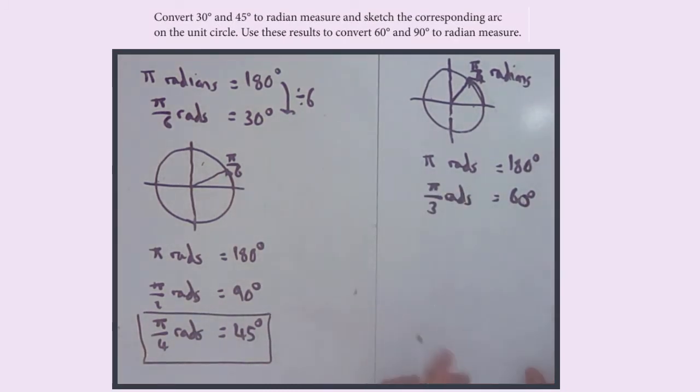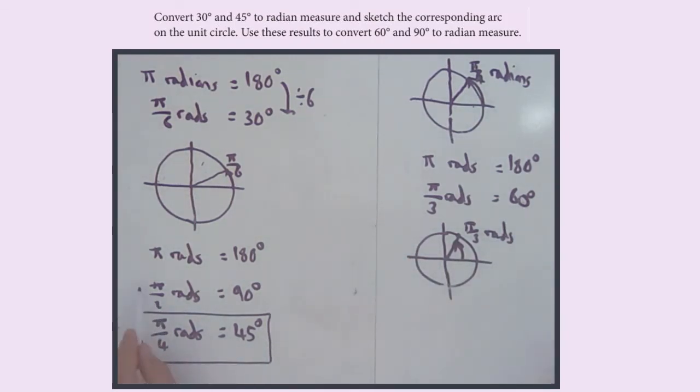And then I'm going to go to my circle like that. 60 degrees, with 30, 60, so it's there. That is pi by 3 radians, which is 60 degrees. And the last one we were asked for was 90 degrees. We already had 90 equals pi by 2. 90 is clearly here, there, so that is pi by 2 radians is 90 degrees.